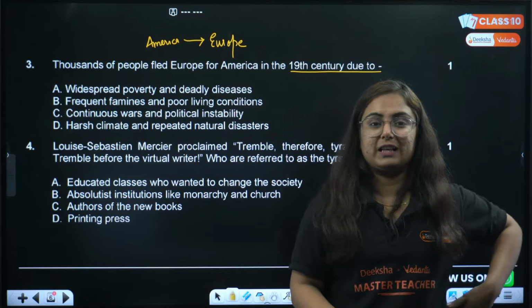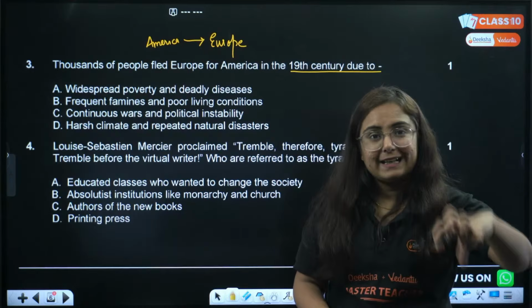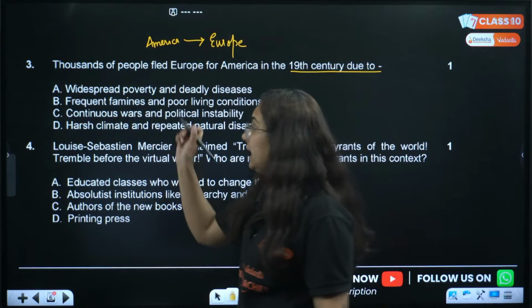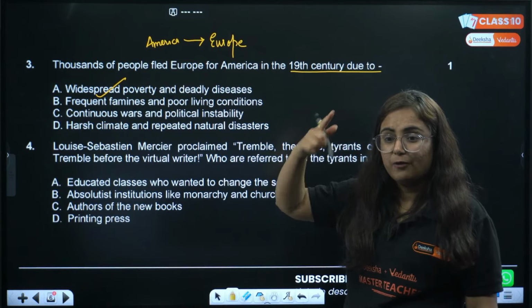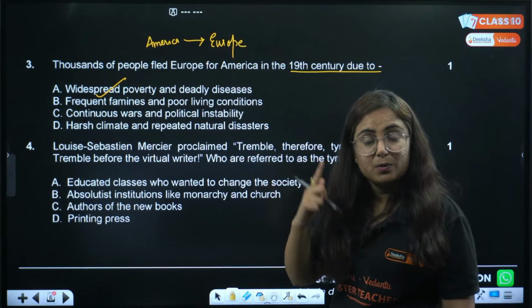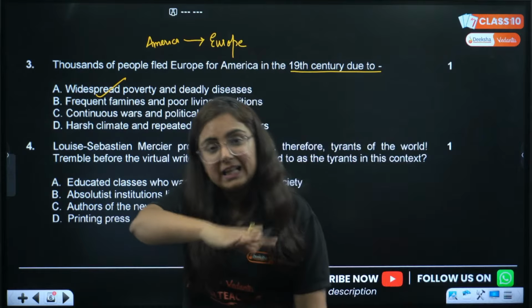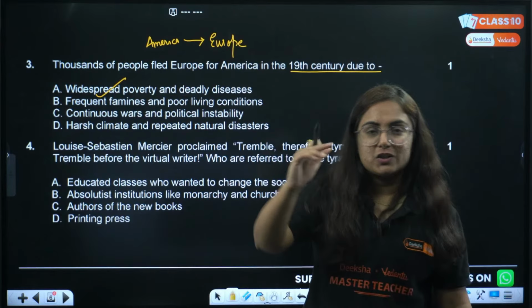Thousands of people fled from where? Europe to America in the 19th century. Right? You are pretty close, but there is one more option that is more correct than this, and that is option A, widespread poverty and deadly diseases. Yes, exactly, Hemant, Sanika, very good, Nishu. You guessed it correctly. It's widespread poverty and deadly diseases, rather than famines. They created poor living conditions and famines. This is the reason they went over there. Not all of them. How can all be possible in this question? Get it? So, question number 4.